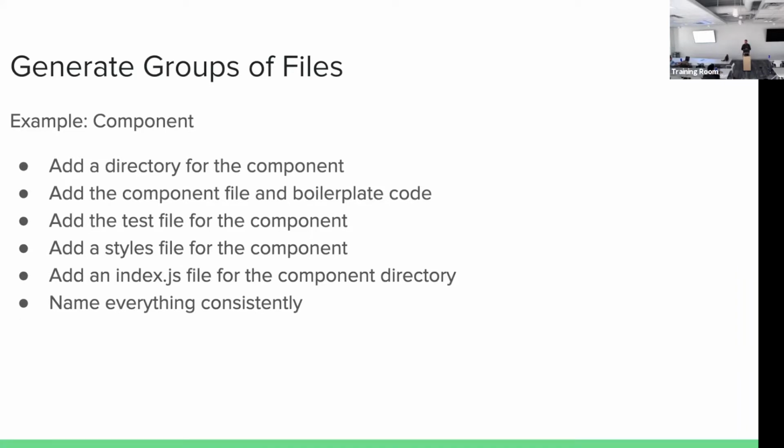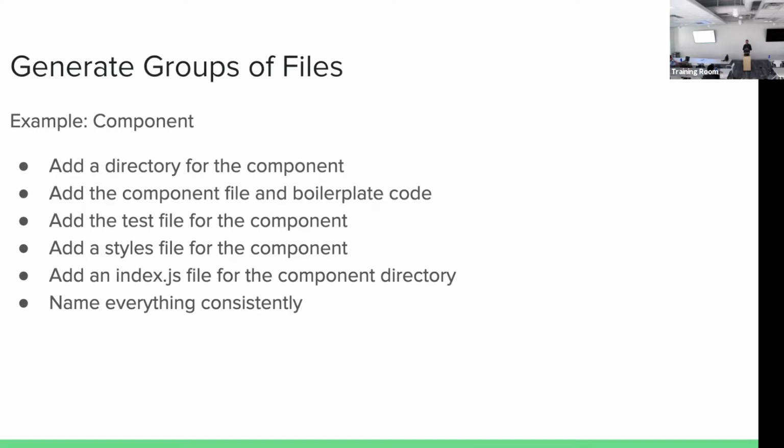And I'll use this to generate groups of files, right? So for example, every time I want to create a component, I need to add a new directory inside my components. I need to go add the component file itself and import React and create the component function and all that boilerplate that doesn't actually do anything just so I can render a component, right? I also probably need a test file. I might need a styles file, depending on what I'm doing. If I'm doing something like Sass, I need a styles file. If I'm doing something like CSS in JS, not so much.